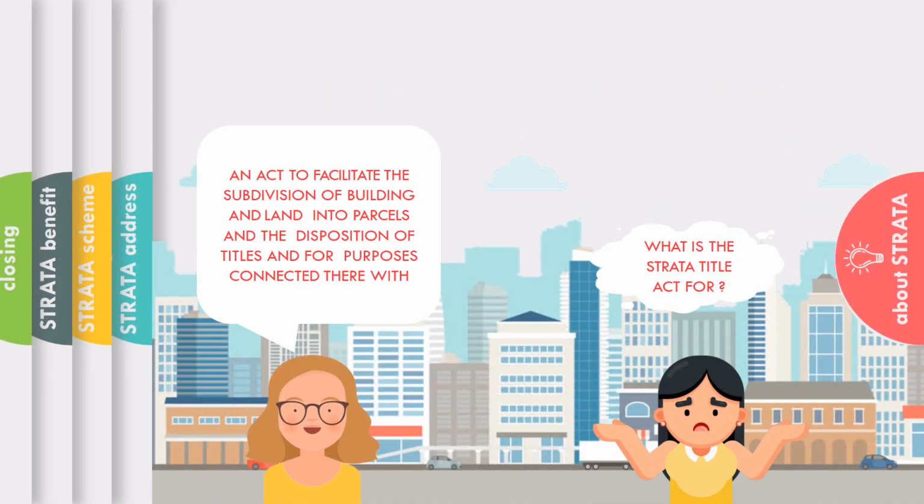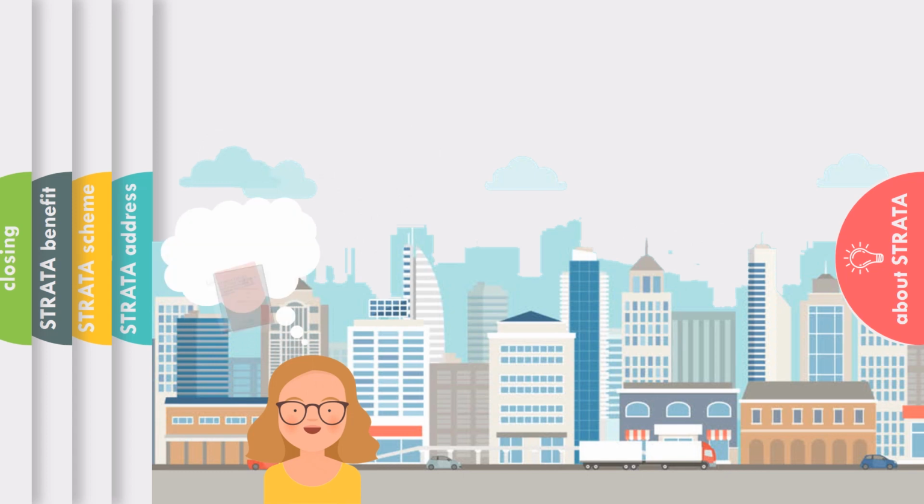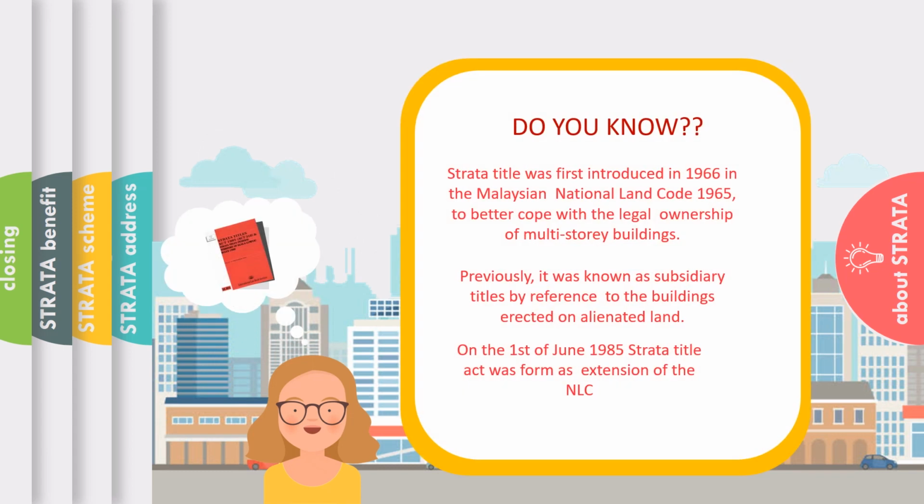Strata Title is an act to facilitate the subdivision of building and land into parcels and the disposition of titles. Strata Title was first introduced in 1966 in the Malaysian National Land Code 1965 to better cope with the legal ownership of multi-story buildings. Previously, it was known as subsidiary title by reference to the buildings erected on alienated land. On the 1st of June 1985, the Strata Title Act was formed as an extension of the NLC.